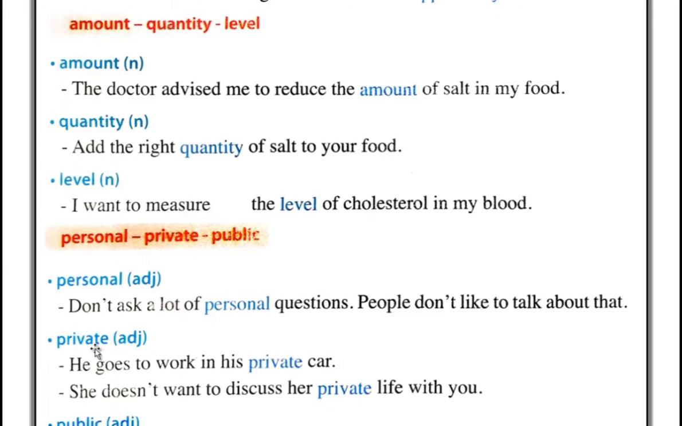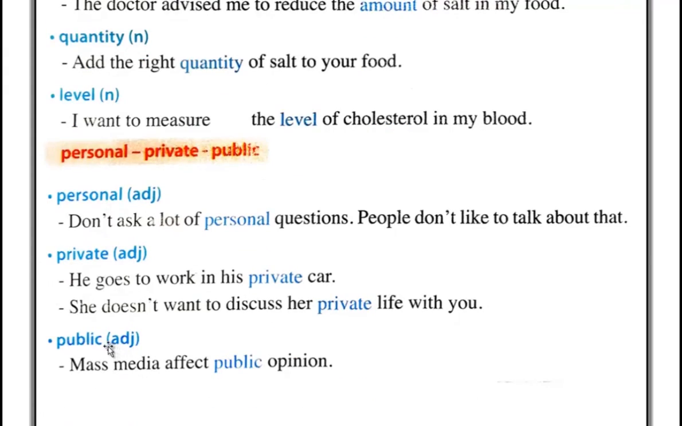As for private, it means belonging to a particular person, or for private use. My private car is my car, it belongs to me, not to anyone else. He goes to work in his private car, his own car. She doesn't want to discuss her private life with you. I mean the secrets of her life. She has no desire to discuss it with you. As for public, it belongs to everyone. Mass media affect public opinion. Public opinion affects everyone.